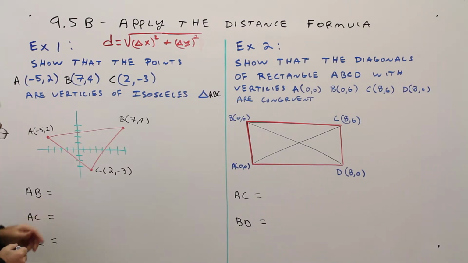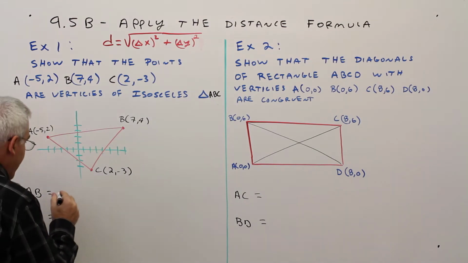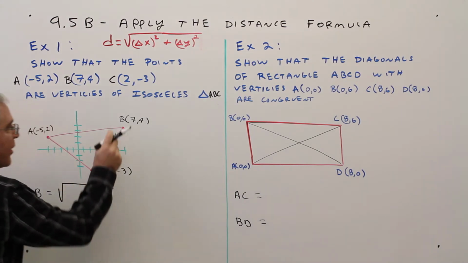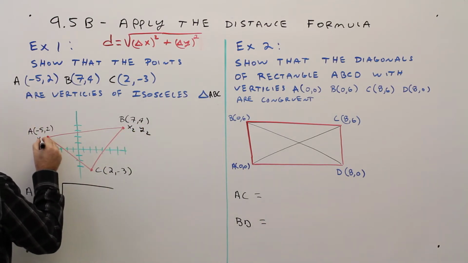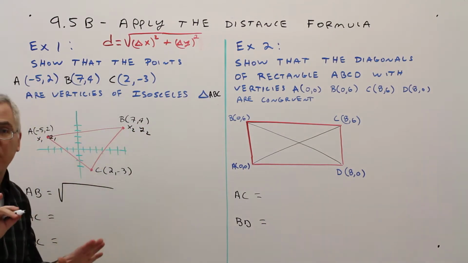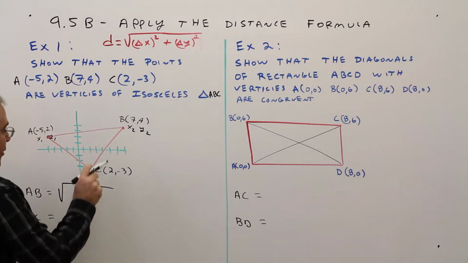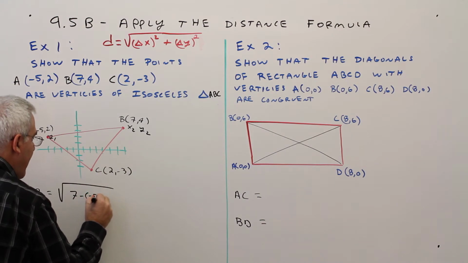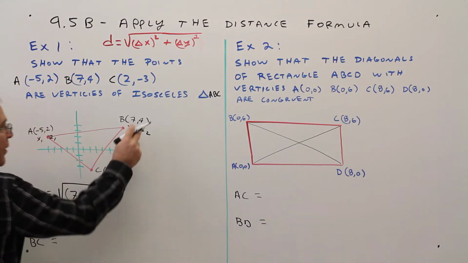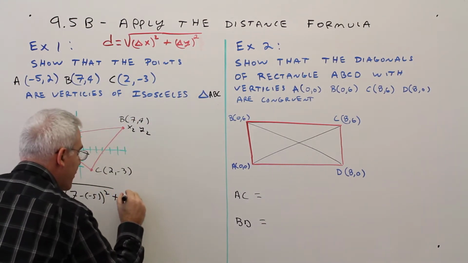All right, so I'll find the distance from A to B. Again, if there's no segment bar above it, it means the distance from point A to point B. So that distance will be the square root. I'll call this x sub 2, y sub 2, x sub 1, y sub 1, just for the distance formula. So it'll be 7 minus 5 squared plus 4 minus 2 squared.